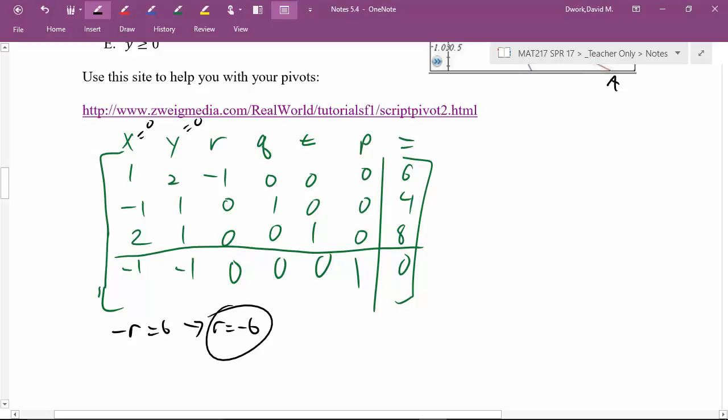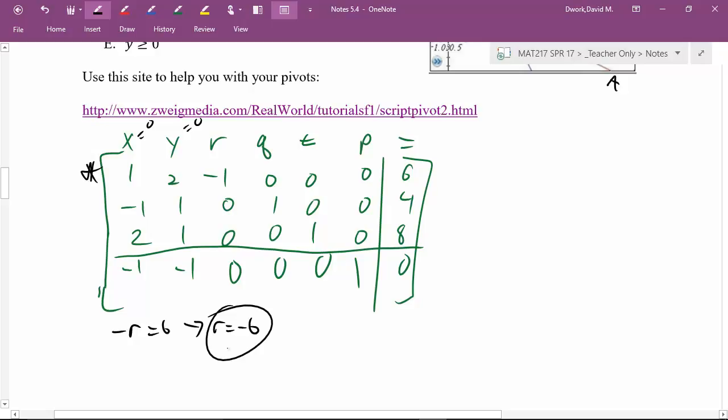This is a huge no-no. Why is this so bad? Well, we have the rule that all of our variables have to be greater than or equal to 0. This one is not, which is telling us we are not in the solution region because of this row. So we put a star by it. This row is keeping us out of the solution region.